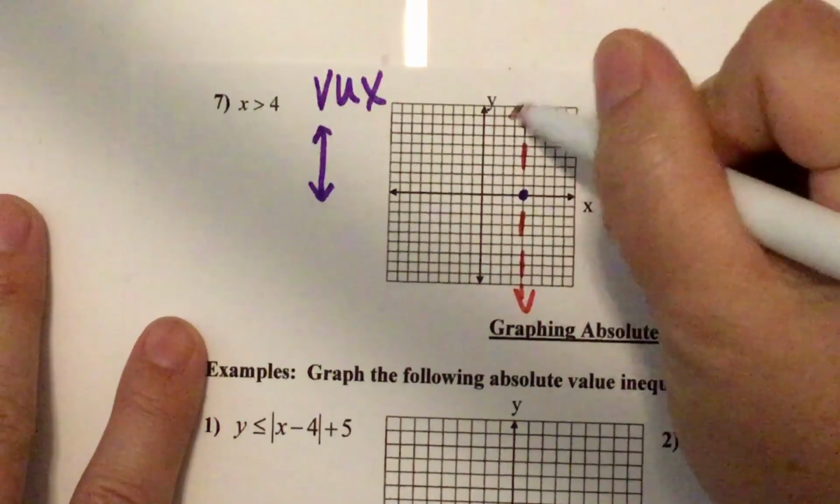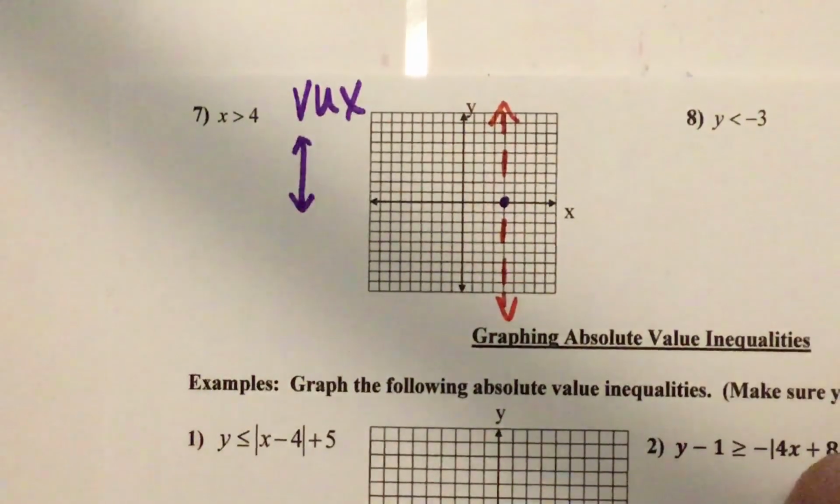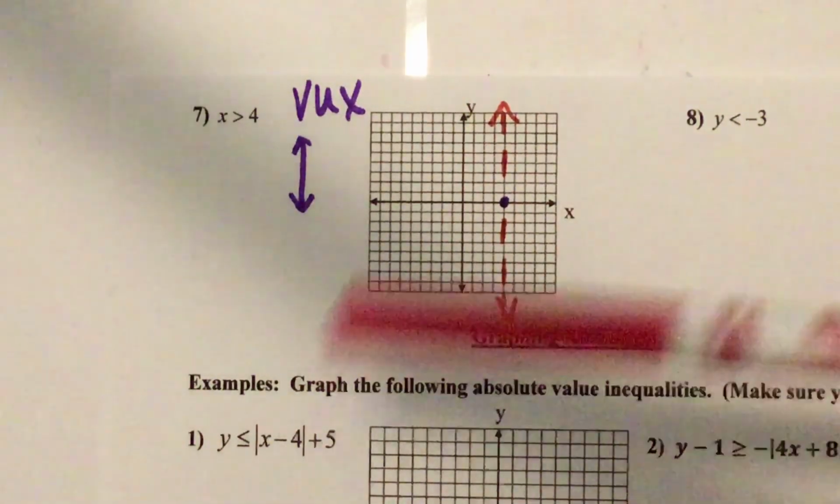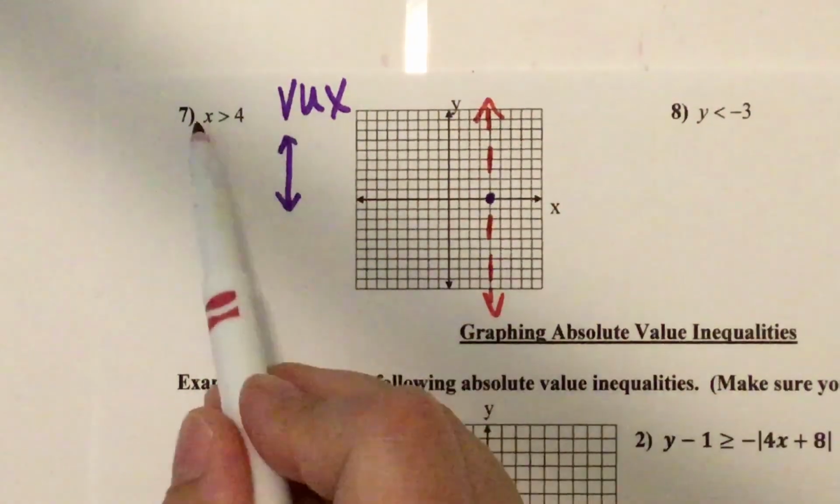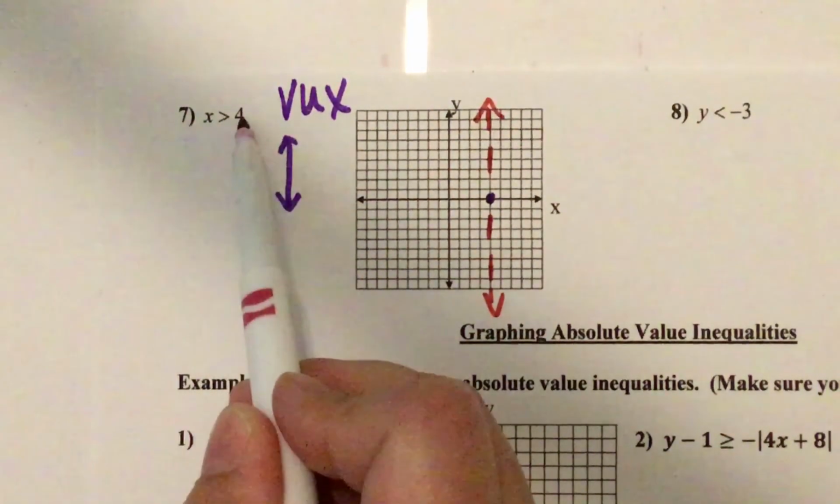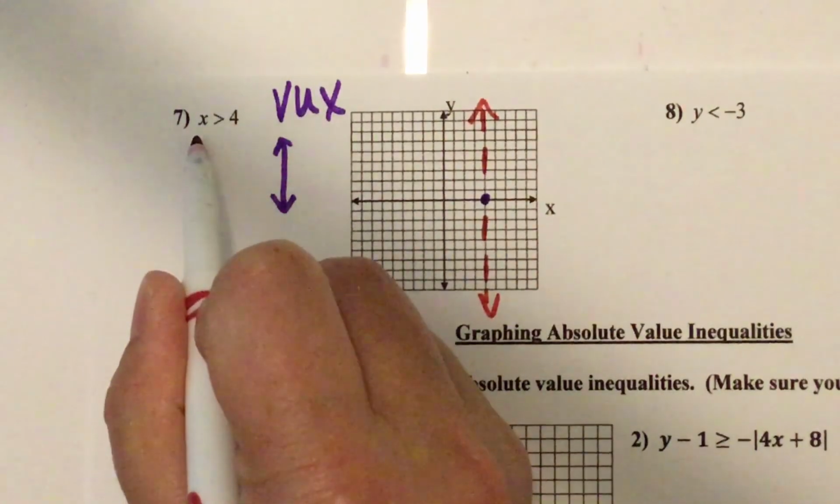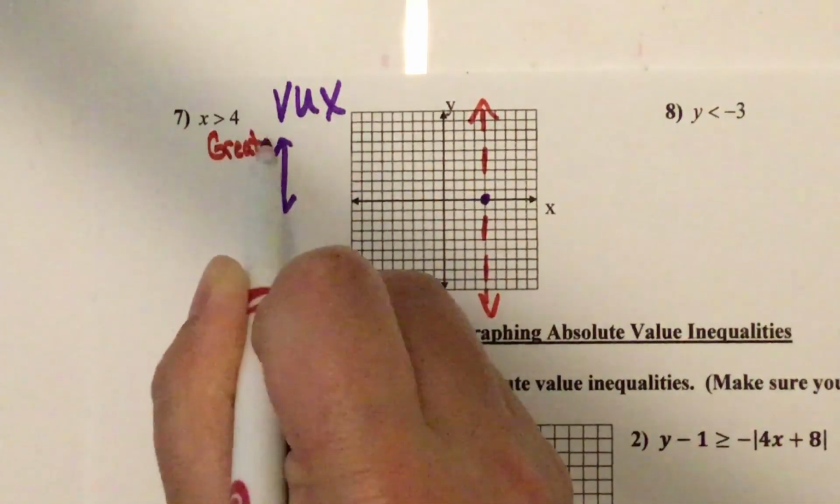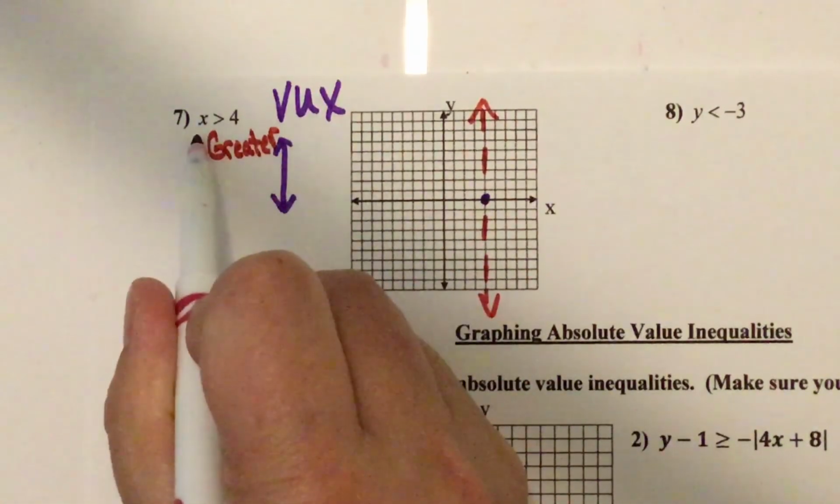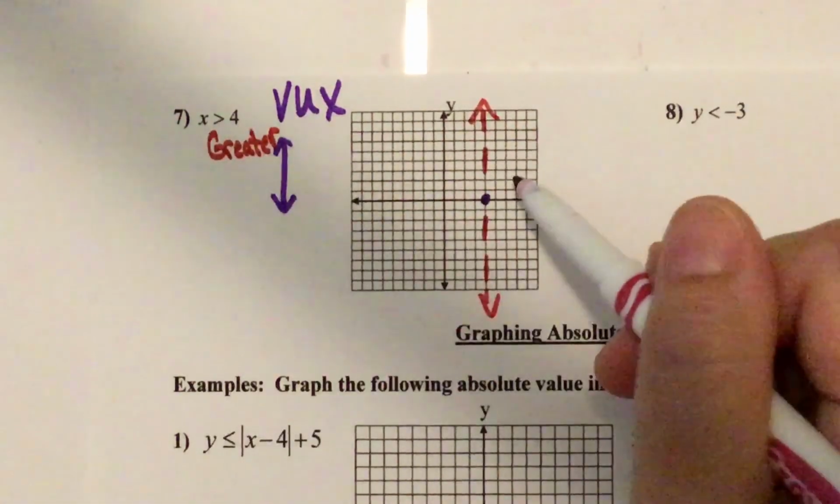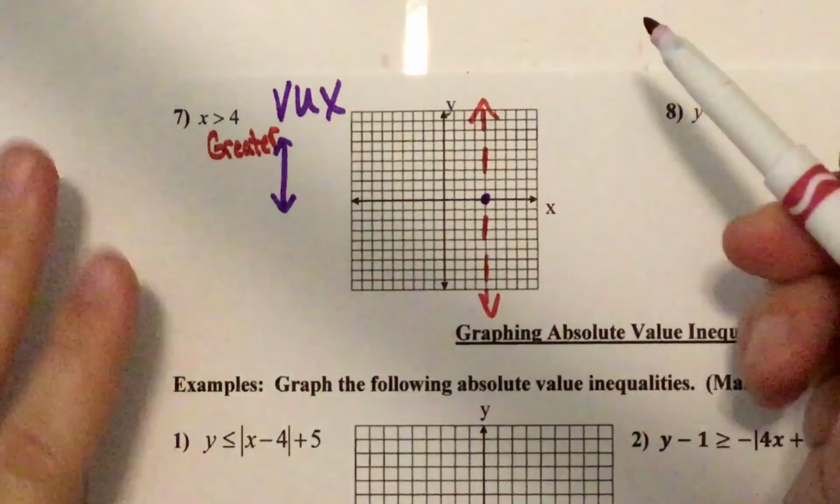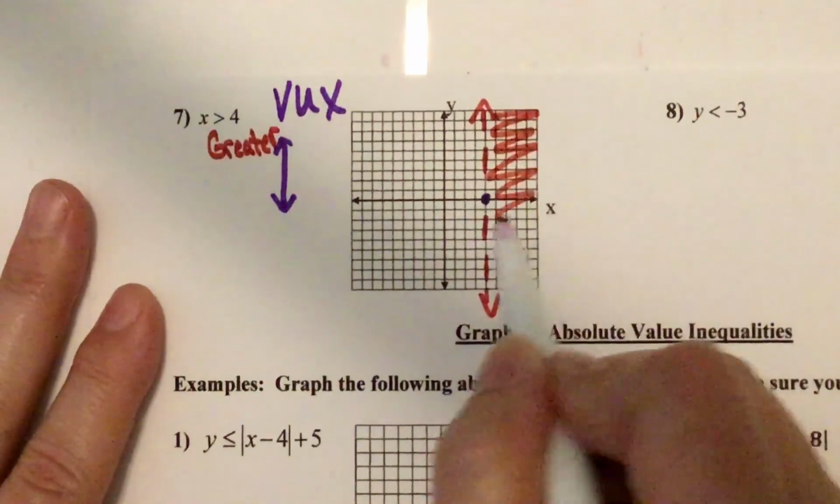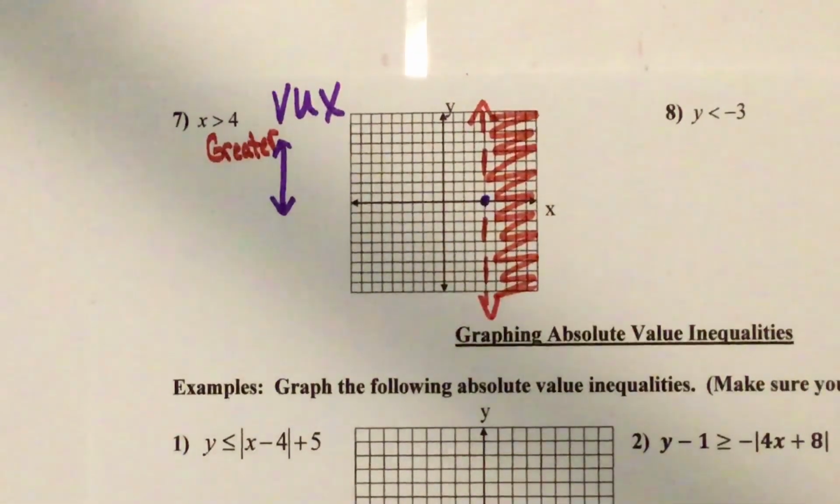Now, this is the only time I don't think above and below, because there's not really an above and below. There's a right side and left side. So I actually read this and do what it says. This says x is greater than 4. So where are numbers greater than 4? To the right or to the left? To the right. So I shade everything to the right. And that's my answer.